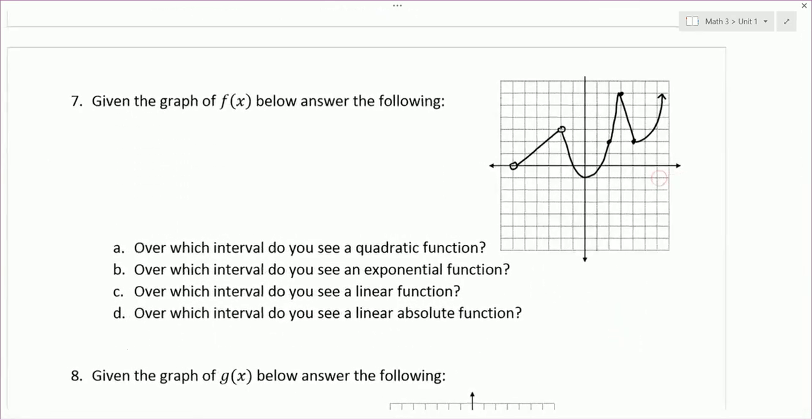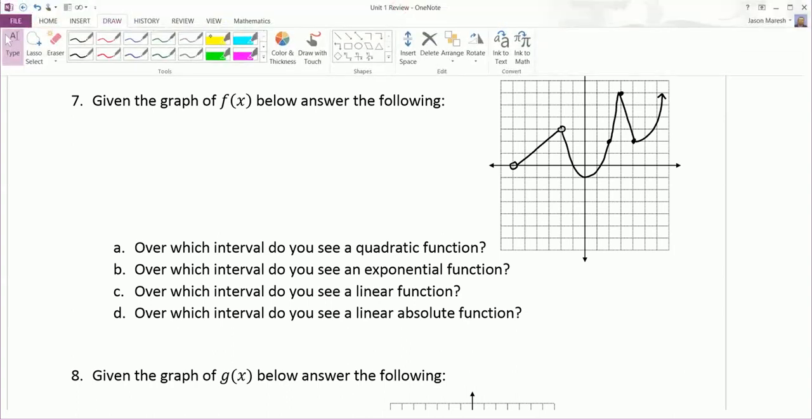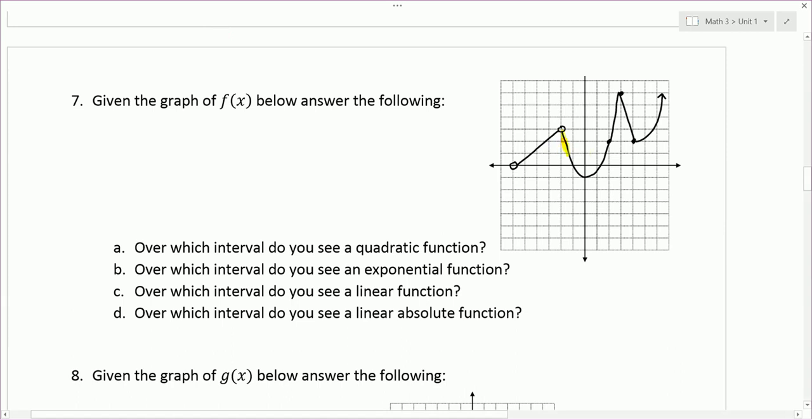Number 7, we're given another graph of a piecewise function. In part A, we're asked over which interval do you see a quadratic function? A quadratic function is more of a U-shape. I'll highlight it, thinking maybe that would be our quadratic function. We have an exponential function, just looking at the shape, not doing much other than that to verify.